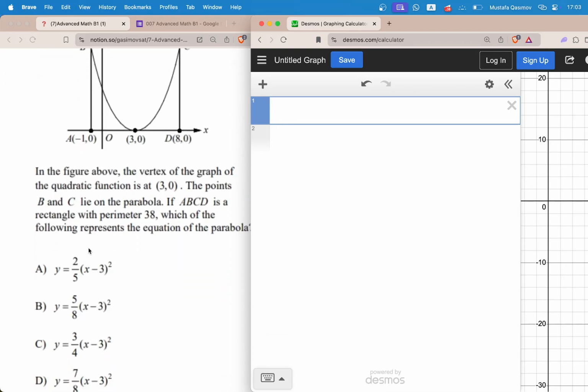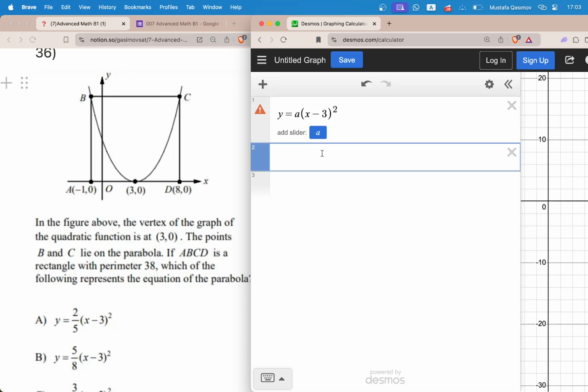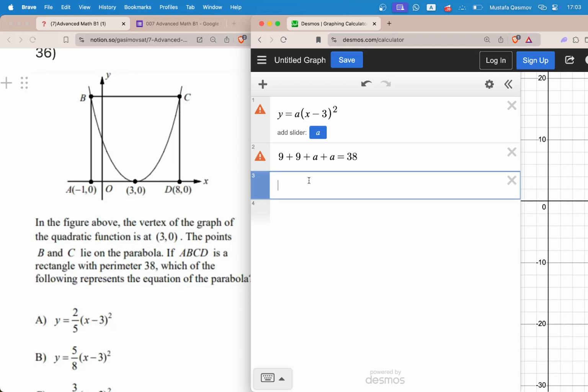Okay, this one. It's our x-intercept, vertex point, so y is equal to a(x minus 3) squared plus 0, because the y of the vertex is 0. Then for finding a, we have to find B and C. The perimeter of ABCD is equal to 38. Here it is 9, right? AD and BC are 9, so 9 plus 9 plus AB plus AB is equal to 38, and from here we will find that AB is actually 10.